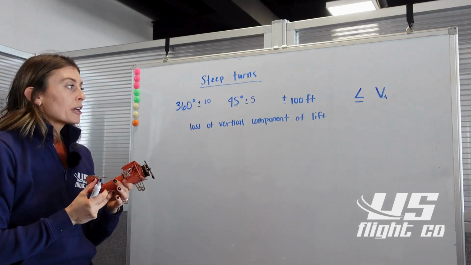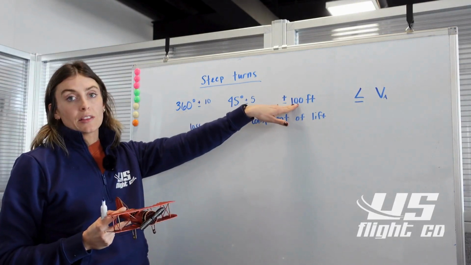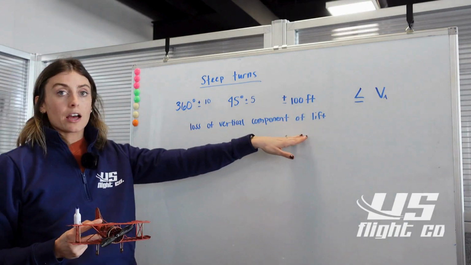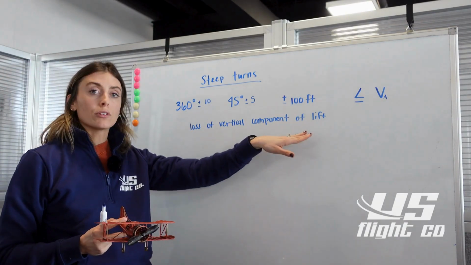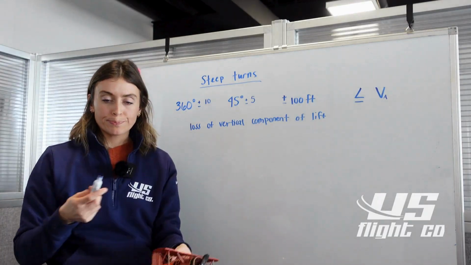So the biggest thing with steep turns is going to be maintaining that altitude when you're losing that vertical component of lift. How we counteract that loss is by adding back pressure to the elevator to help us maintain altitude.